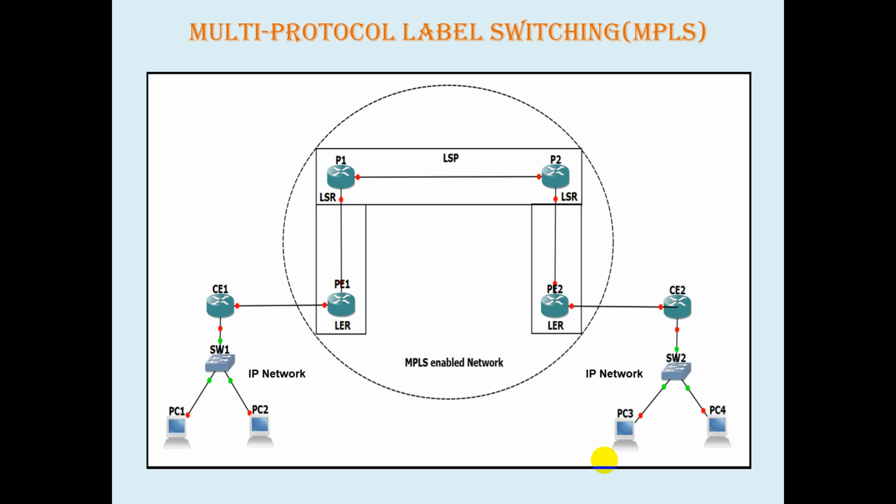So if I show, I have an MPLS enabled network in the center which is encircled, and I have the IP network beside it. I have the customer edge 1 router on one end and the customer edge 2 router on the other end. Let's check for the LER routers. So these are my LER routers. The LSR routers are P1 and P2.